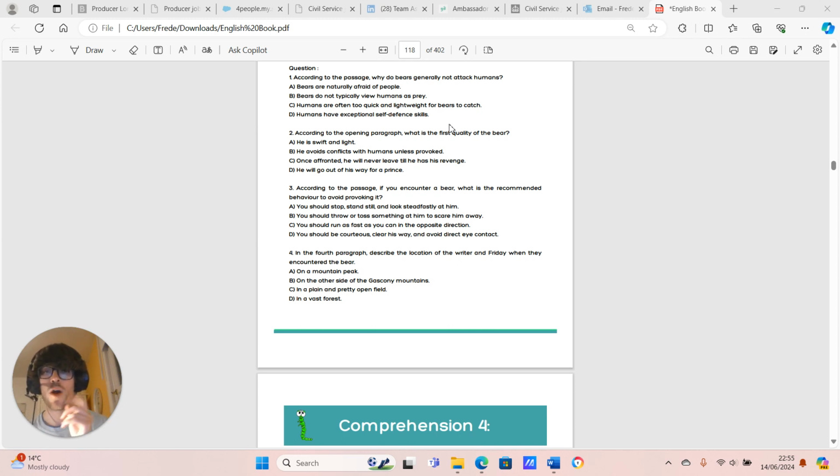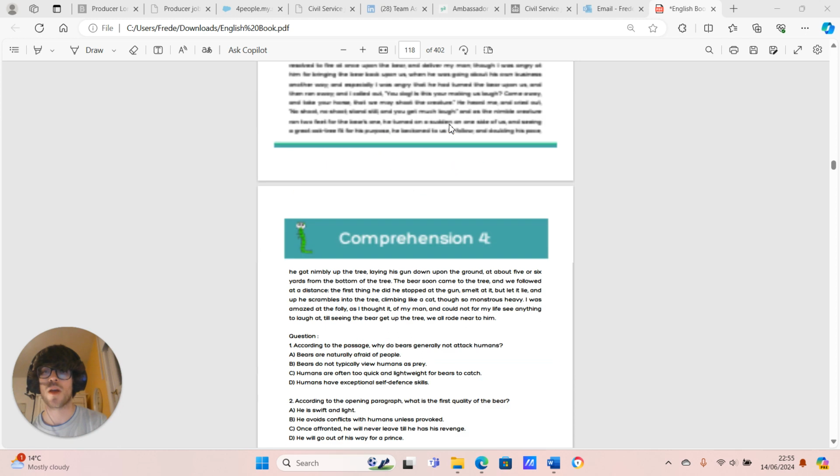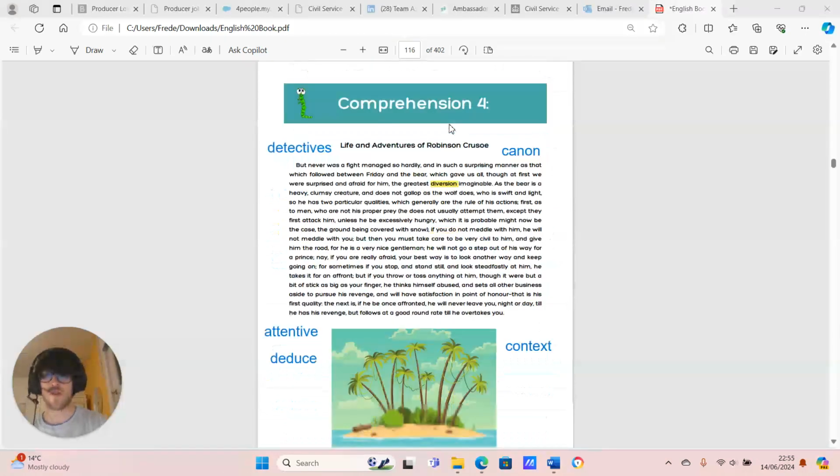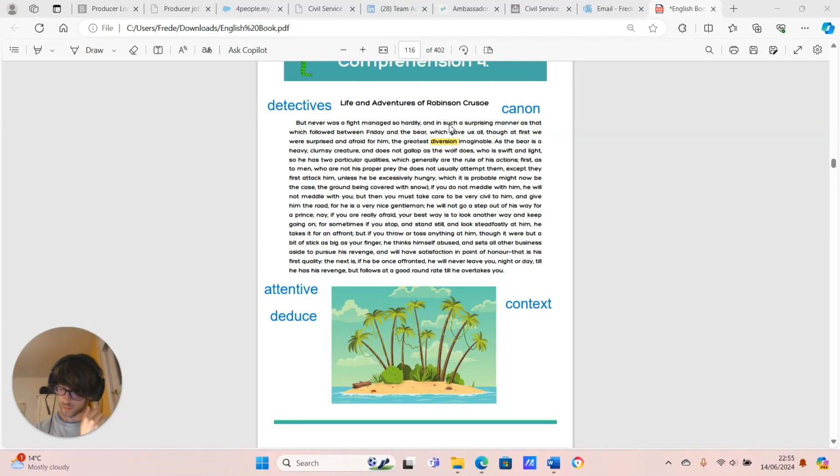According to the opening paragraph, what is the first quality of the bear? Well, first paragraph, here we go. This is the first paragraph.